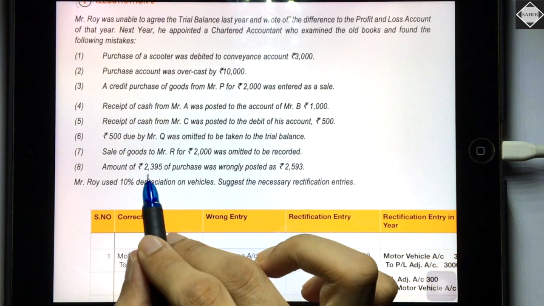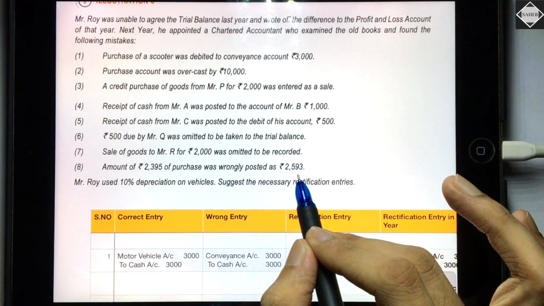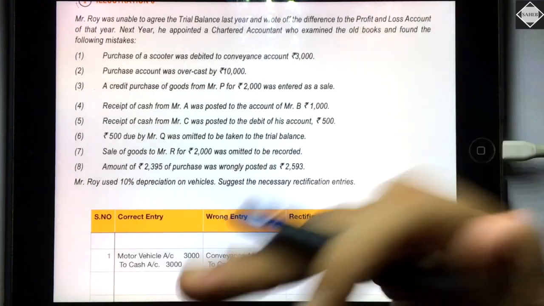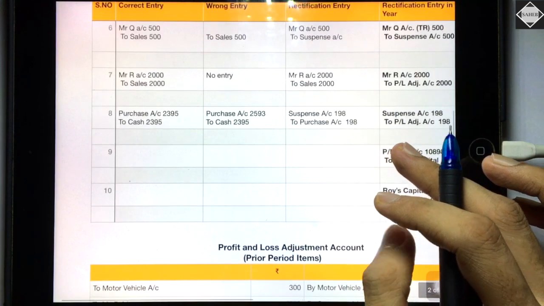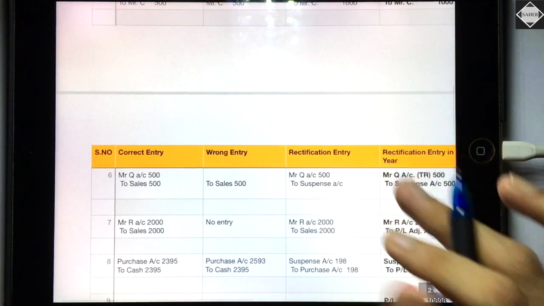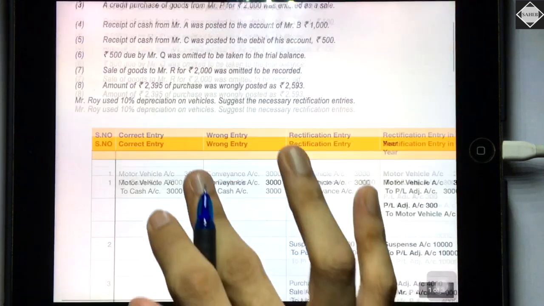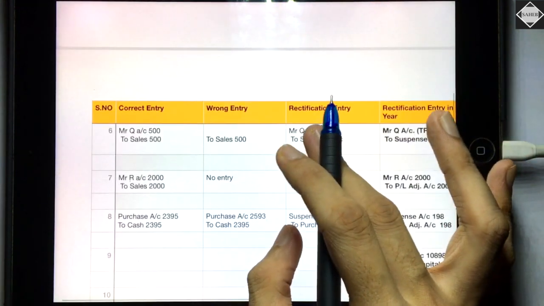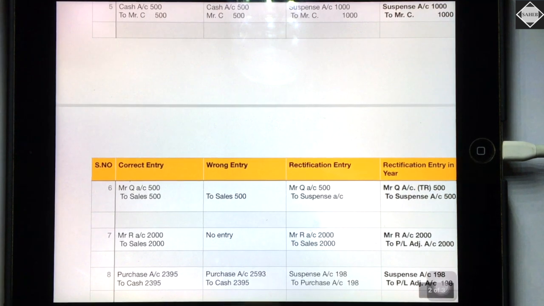This is the correct amount. This is the wrong amount. So it has been recorded more. That's the mistake. Recorded more. So you have to reverse the purchase account. See here, 8th transaction. Purchase account to cash. This is the correct entry, 2395. Yeah, the correct entry. Purchase account to cash.